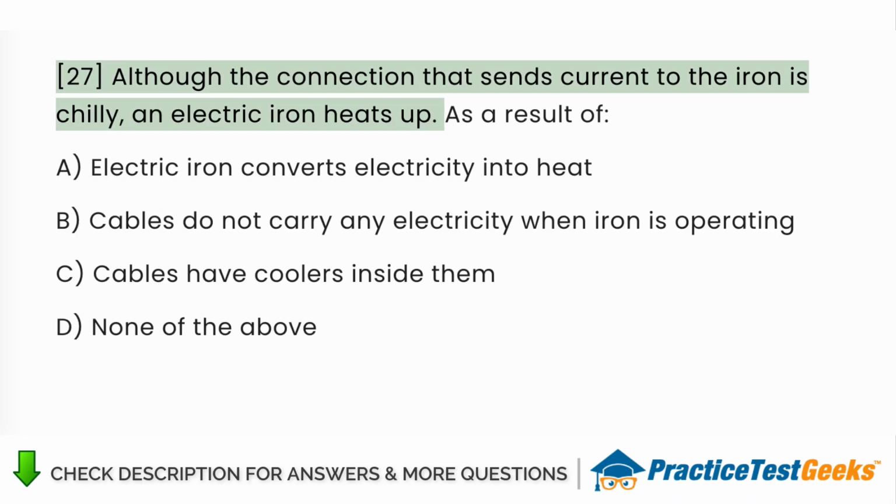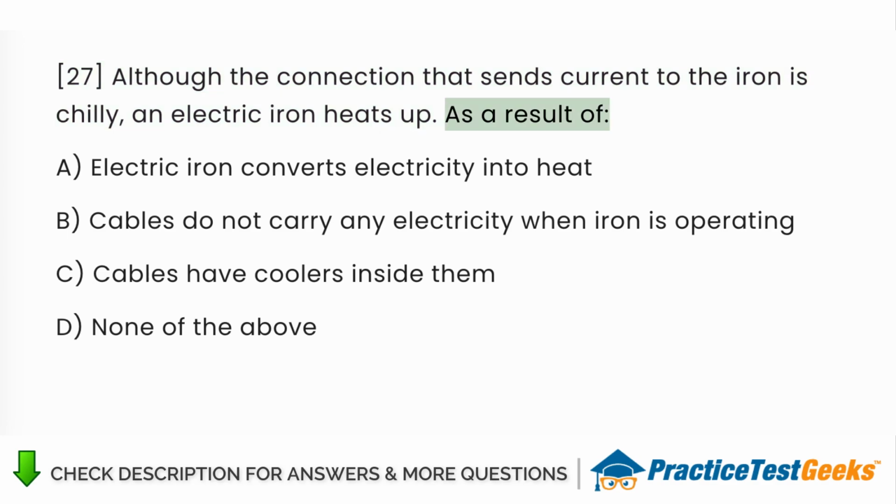Although the connection that sends current to the iron is chilly, an electric iron heats up. As a result of: A. Electric iron converts electricity into heat. B. Cables do not carry any electricity when iron is operating. C. Cables have coolers inside them. D. None of the above.